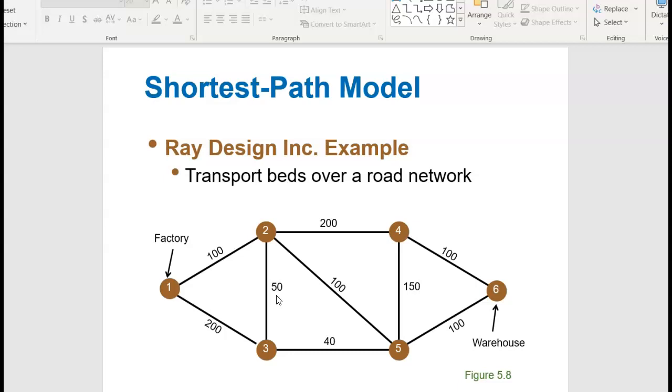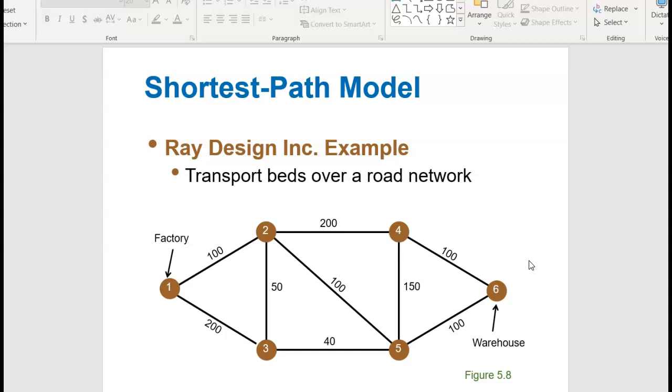The shortest path model is also another example of a network model that has a unique starting point, which in this case is the factory where the products and goods are created. And it also has a unique destination node or ending node. In this case, that destination node is the warehouse. If you remember, this was also the case in the maximal flow models, where we assume that we have a unique origin node and a unique destination node. There are no multiple origin nodes or multiple destination nodes.